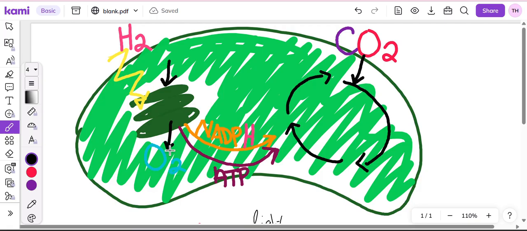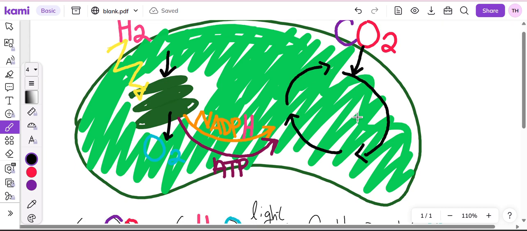It looks like it's being released into the chloroplast, but it'll either get released into the atmosphere or it will also make its way over to the mitochondria. Different discussion for a different time, but just know this oxygen gas doesn't just hang out in the chlorophyll. All right, so the CO2 comes in.